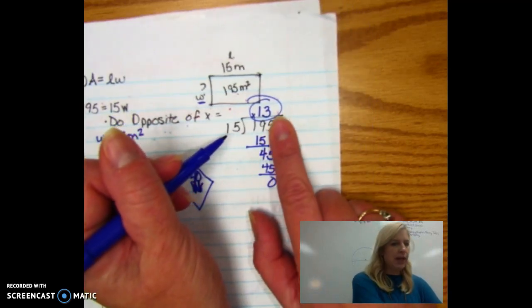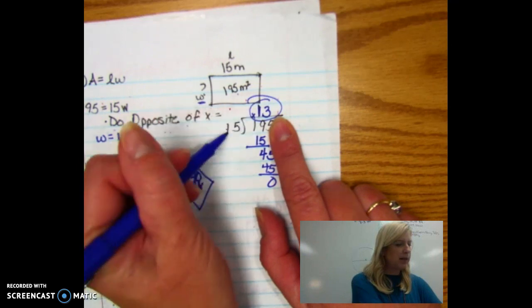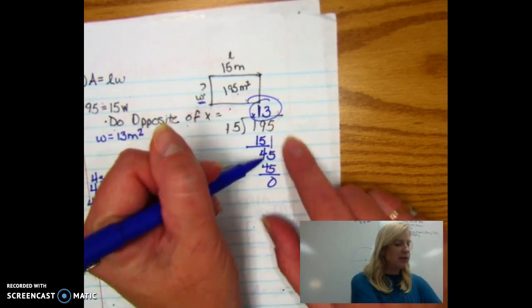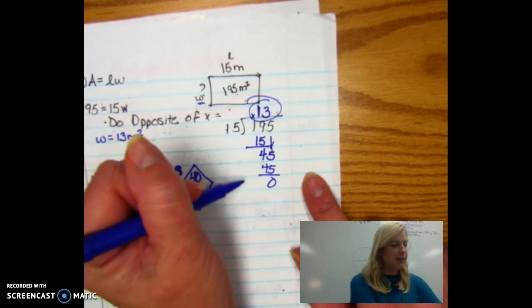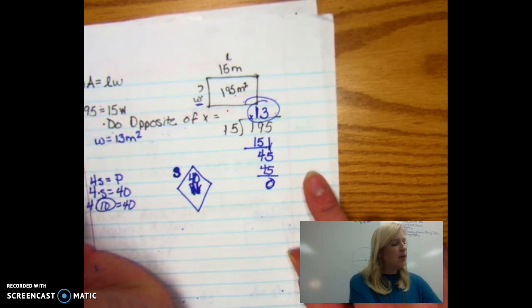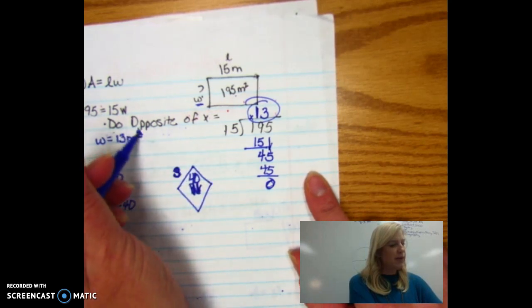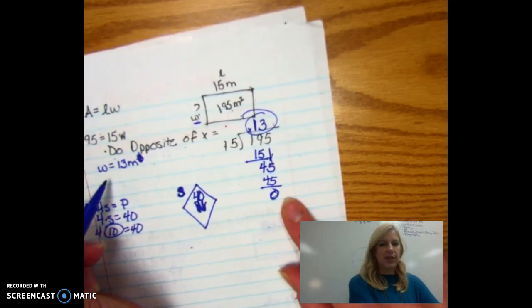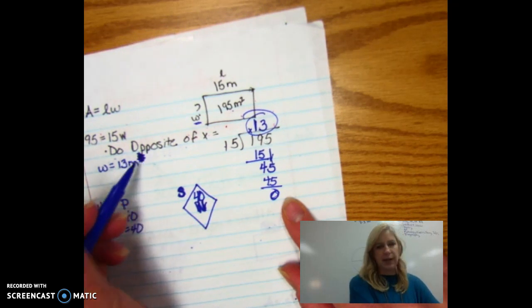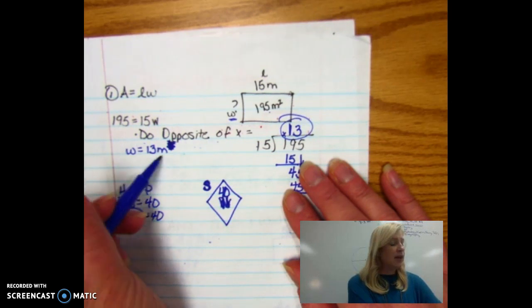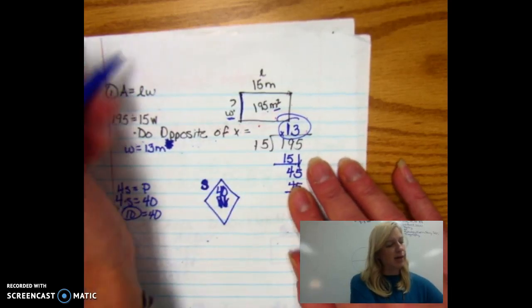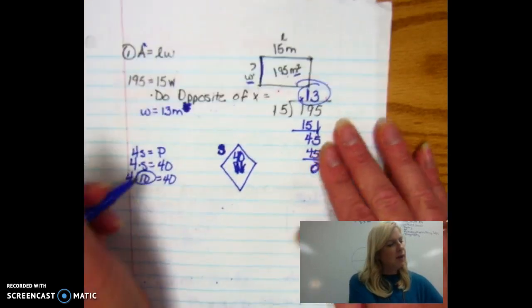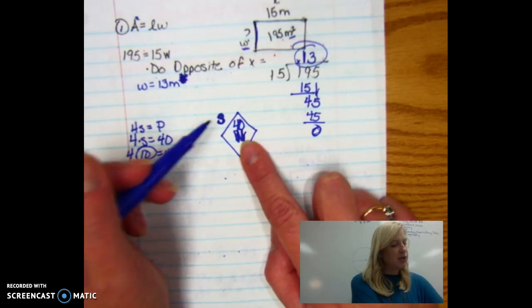Come over here, and I do 15 goes into 19 one time. 1 times 15 is 15. And you subtract 4, bring down the 5, 45. 15 goes into 45 3 times, and we have no remainder. So what we need to do is realize that the width is going to be plain old 13 meters, not meters squared. In my last class, I put that up there and had them tell me whether it was correct or incorrect. Our width is just this length, which is not a square unit. The only thing that is squared is this area piece up here.